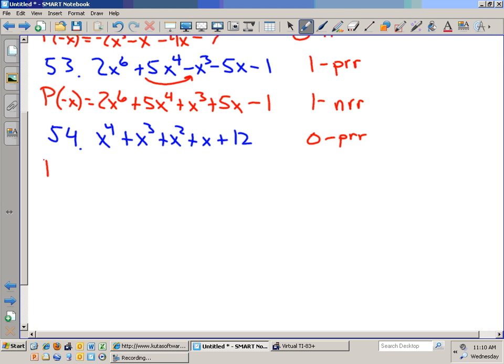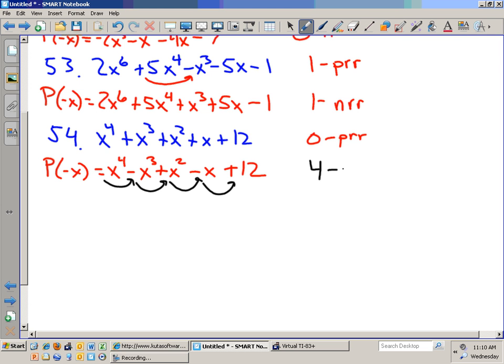Let's try the negative one, p of negative x. Negative x to the fourth would be x to the fourth. Negative x to the third would be a negative x to the third. Negative x squared would be a positive x squared. Minus x plus 12. How many sign changes are there? There is 1, 2, 3, 4. 4 sign changes, so 4 negative real roots, possibly.